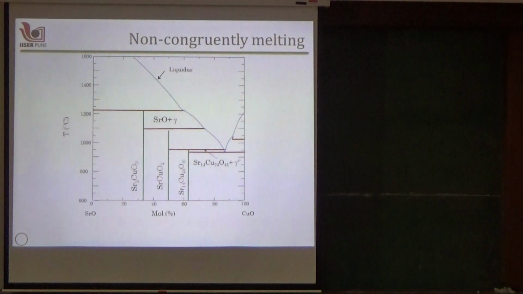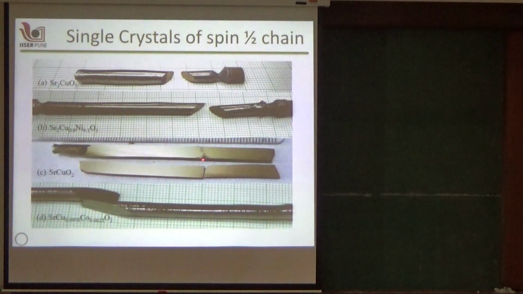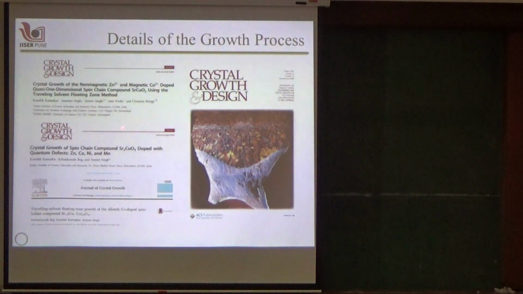Otherwise, it doesn't work. And you will see here that if you do a little maths, the copper valence is not exactly 2+. So this is intrinsically hole doped. That is why it is required to have a high oxygen pressure. So these are some of the crystals that we have grown in our lab, and these are 3 papers with the details of the crystal growth.